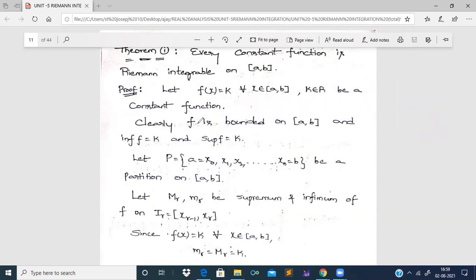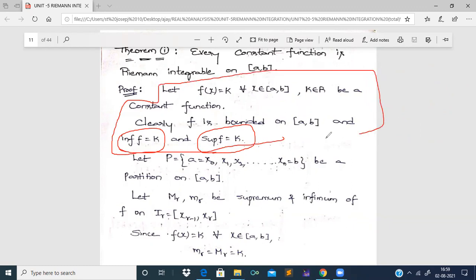Therefore, for such a function f of x, the infimum of f is equal to k, and the supremum of f is also equal to k. Why? Because in the values of f of x, only one value is lying, that is k. Up to here, we have found the infimum and supremum of f of x.